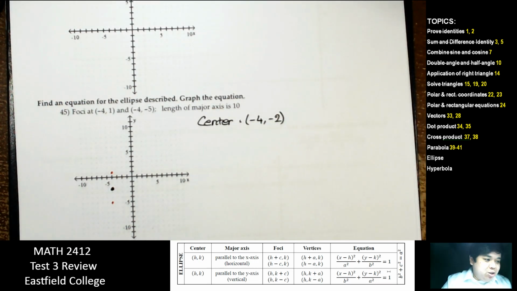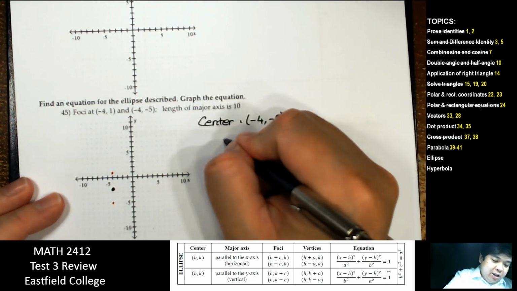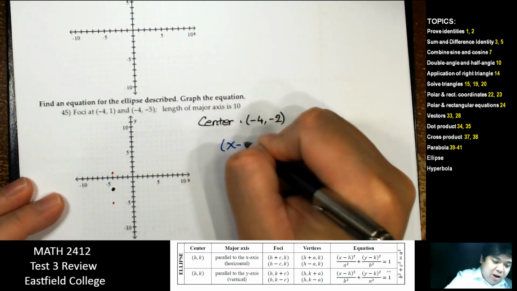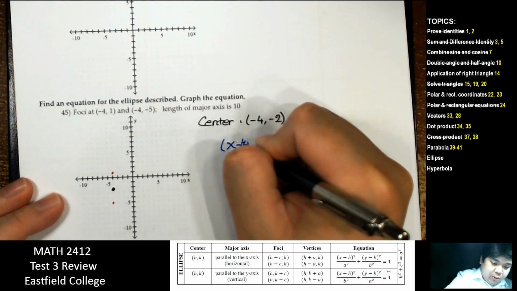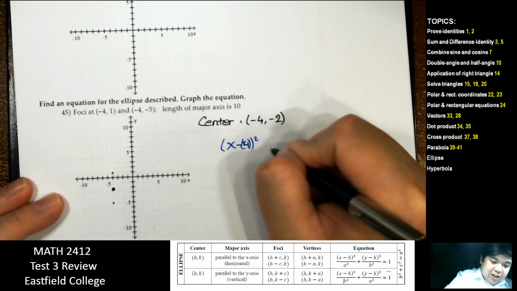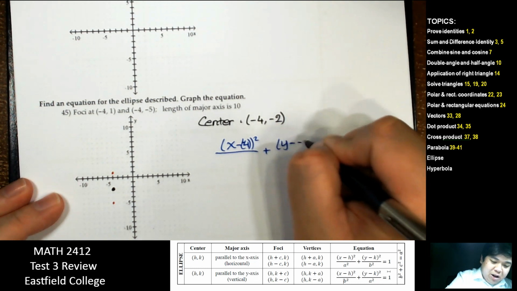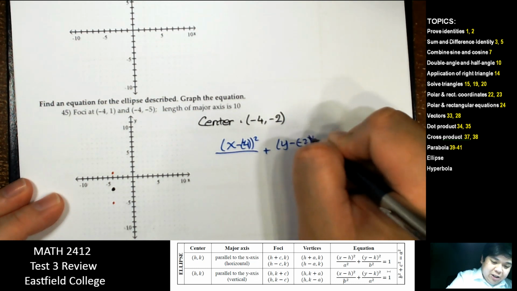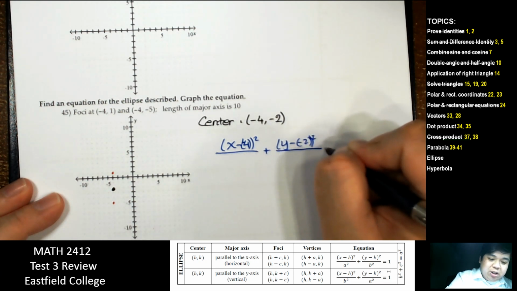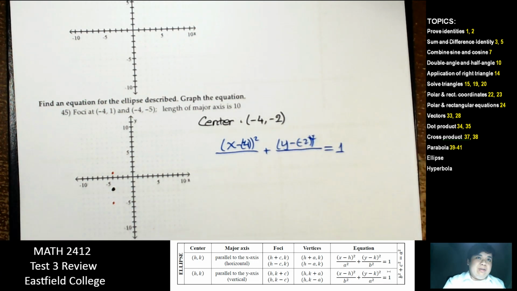So let's try to put things together. The form for the ellipse will be x minus -4 squared over something squared, plus y minus -2 squared over something squared, equal to 1. So we have that already.